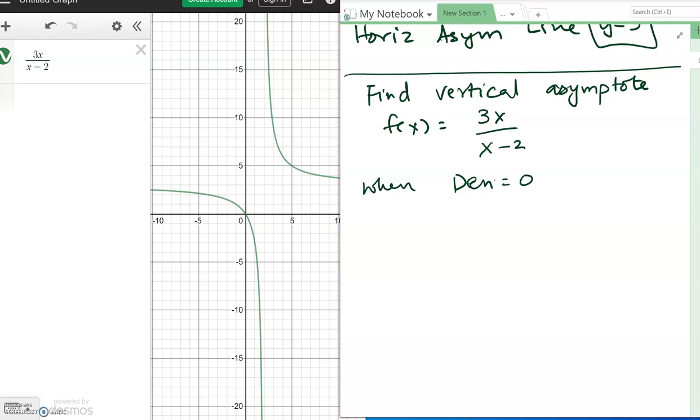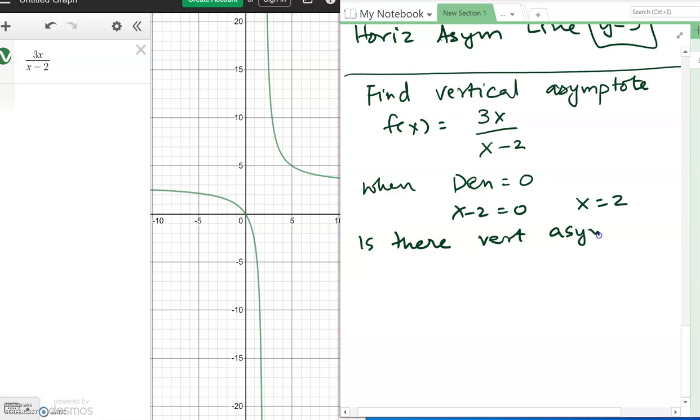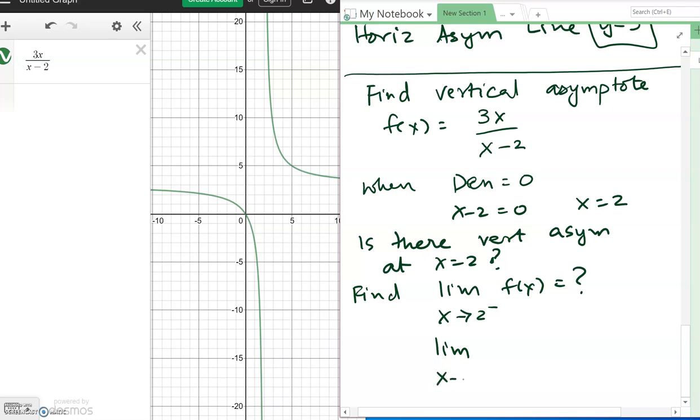We're going to start off with the denominator equal to 0: you put x minus 2 equal to 0 and get x equal to 2. Now, is there a vertical asymptote at x equal to 2? Of course, we can answer that by identifying limits. The left limit at 2, which means x approaches 2 from the left side, what happens to f of x? And as x approaches 2 from the right side, what happens to f of x? Basically we're talking about the y value here. As x approaches 2 from the left or from the right, what happens to the y value? Does it shoot up or down?